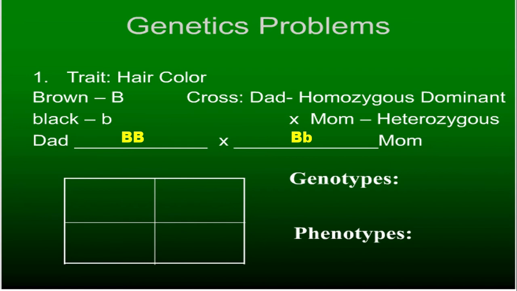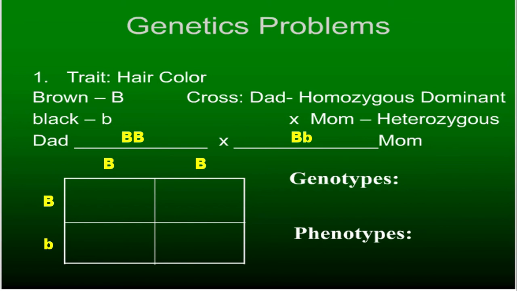Now, as has been said, whatever is mentioned first is what you are going to write on the top. Since the first given is the genotype of the father, write the genotype of the father on the top of the box and the genotype of the mother on the side of the box. So in here, we have homozygous dominant and heterozygous.